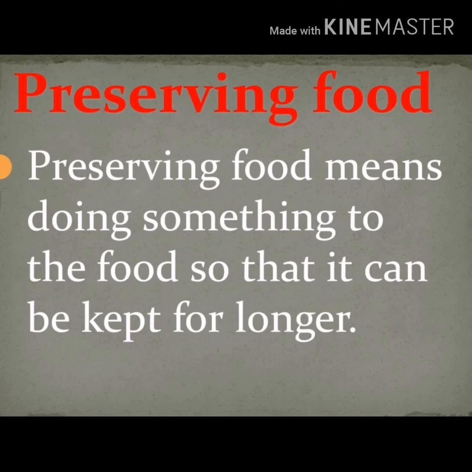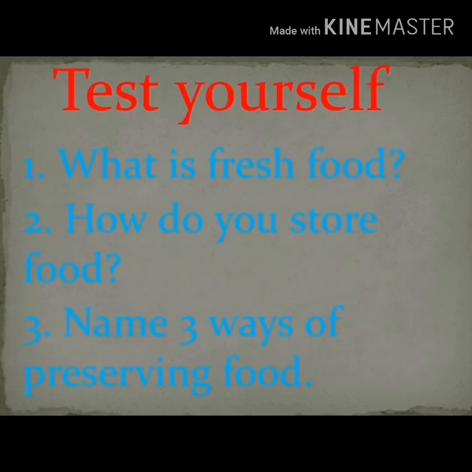Preserving food. What is preserving food? Preserving food means doing something to the food so that it can be kept for longer. Meaning that you keep it maybe in containers, or you keep it properly so that it can be kept for quite a long time. People have been using different ways of preserving food for thousands of years. For example, smoked, dried, cooked and put in jars or tins.